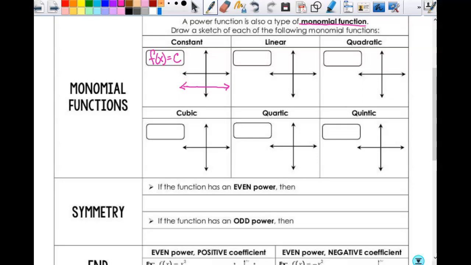Then linear, of course we know linear is f of x equals x. So that's what this would look like. Quadratic. That's definitely old business as well. F of x equals x squared. That is your parabola. Cubic, we know, is f of x equals x cubed. And we know that it looks like this.